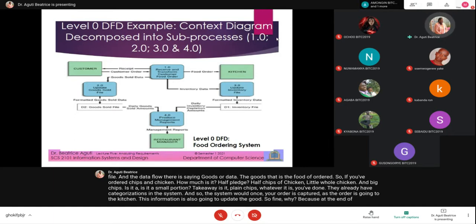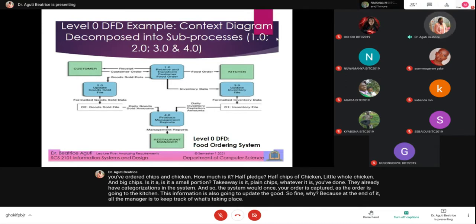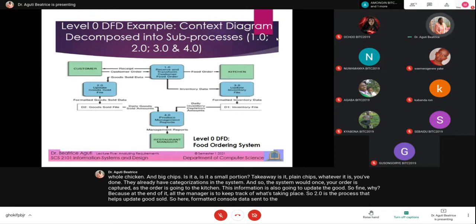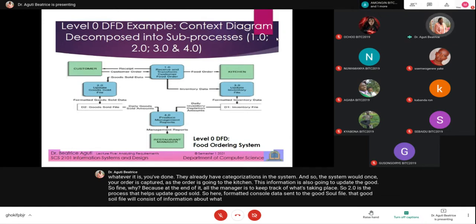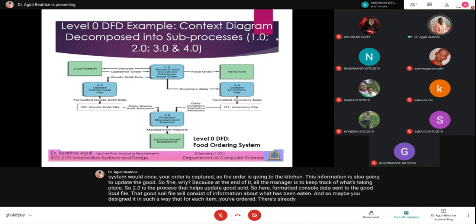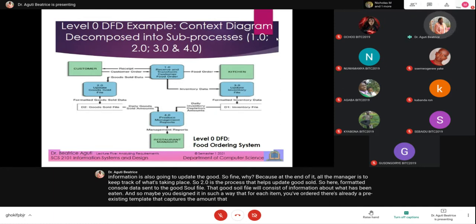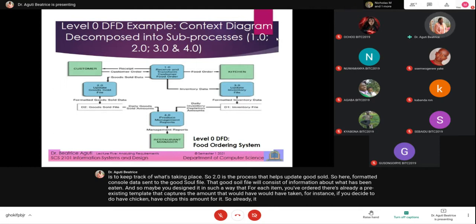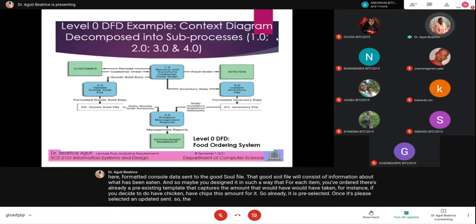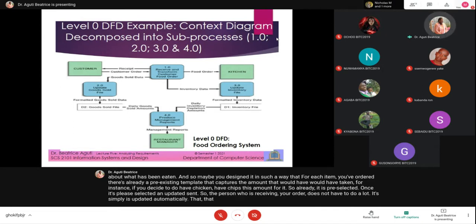Why? Because at the end of it all, the manager needs to keep track of what's taking place. So 2.0 is a process that helps update goods sold. So here, formatted goods sold data is sent to the goods sold file. That goods sold file will consist of information about what has been eaten. And so maybe you've designed it in such a way that for each item you've ordered, there's already a pre-existing template that captures the amount. For instance, if you decide to do half chicken, half chips, there's an amount for it. So already it is pre-selected. Once it's pre-selected, an update is sent. So the person who is receiving your order does not have to do a lot. It simply is updated automatically. That file stores that information. So at the end of the day, it's easy to pick up those records.